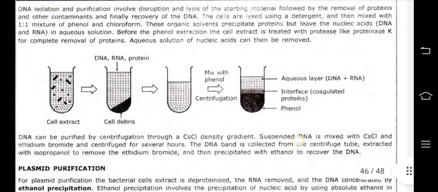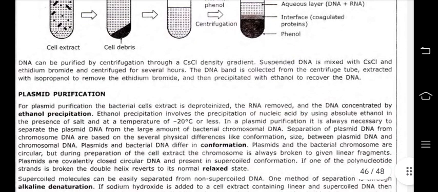DNA can be purified by centrifugation through a CsCl density gradient, cesium chloride. DNA is mixed with cesium chloride and ethidium bromide and centrifuged for several hours. The DNA band is collected from the centrifuge tube, extracted with isopropanol to remove the ethidium bromide, and then precipitated in ethanol to recover the DNA.